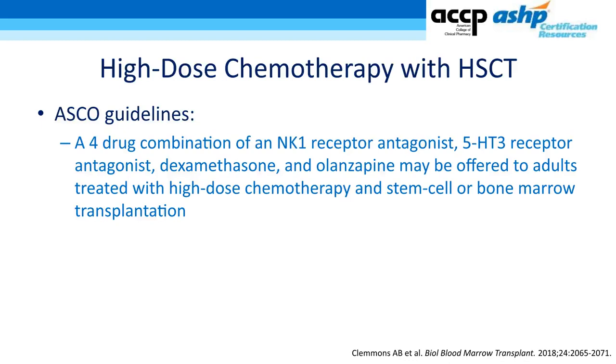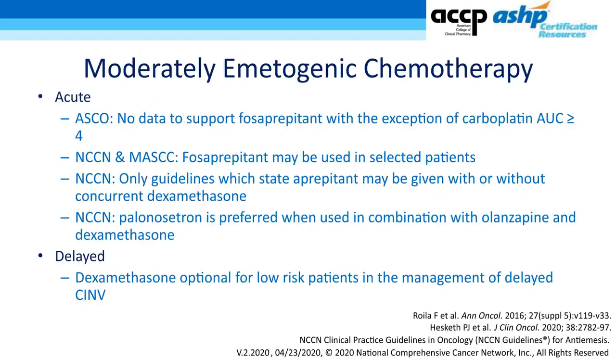And a 4-drug combination of an NK1 receptor antagonist, a 5-HT3 antagonist, dexamethasone, and olanzapine can be offered for patients with high-dose chemotherapy and stem cell or bone marrow transplantation. As we move into moderately emetogenic chemotherapy, I really wanted to use this time to highlight some of the differences between the guidelines. So currently, ASCO guidelines have no data to support fosaprepitant, with the exception of carboplatin with an AUC greater than or equal to 4.